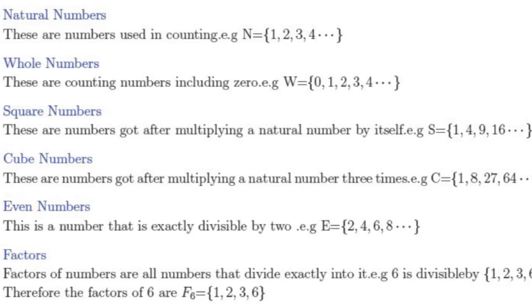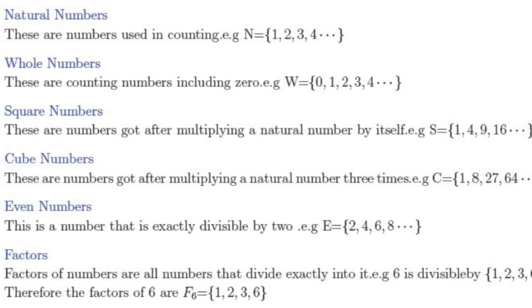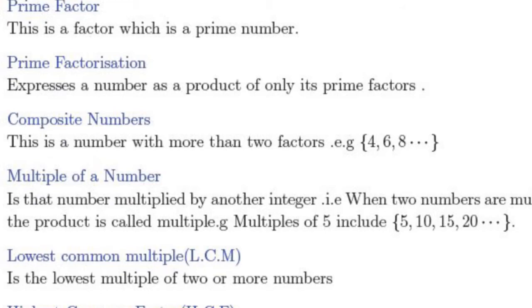So you can have factors of 12, you can list them. You can have factors of 13, you can list them. So in that case we get what we call factors. Then the prime factors, those are factors that are prime in nature.